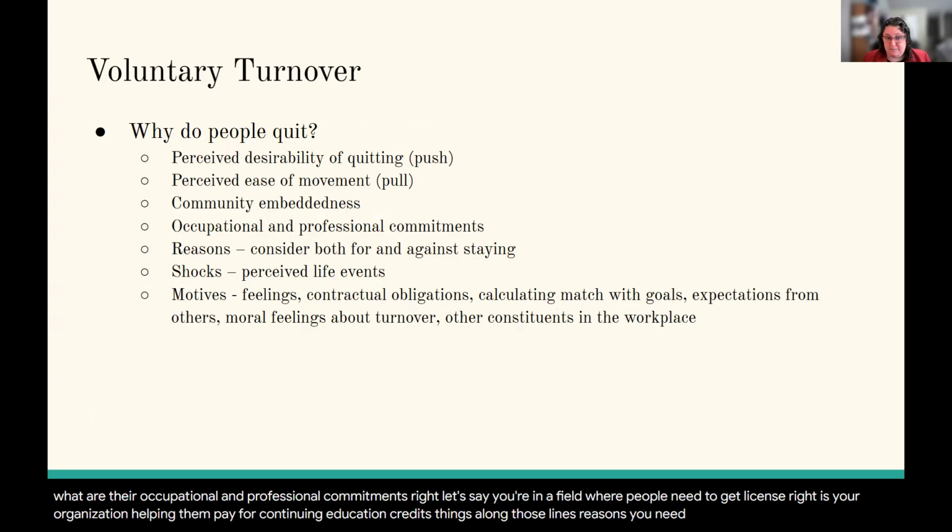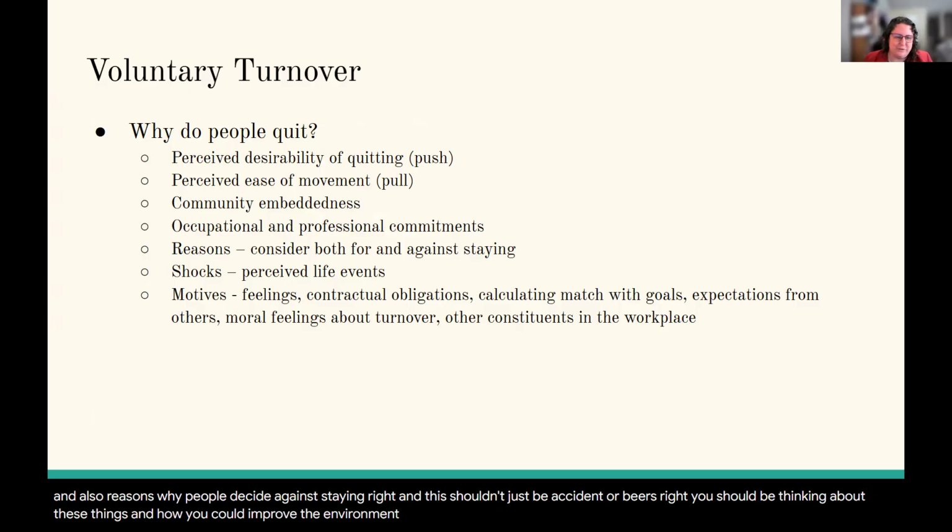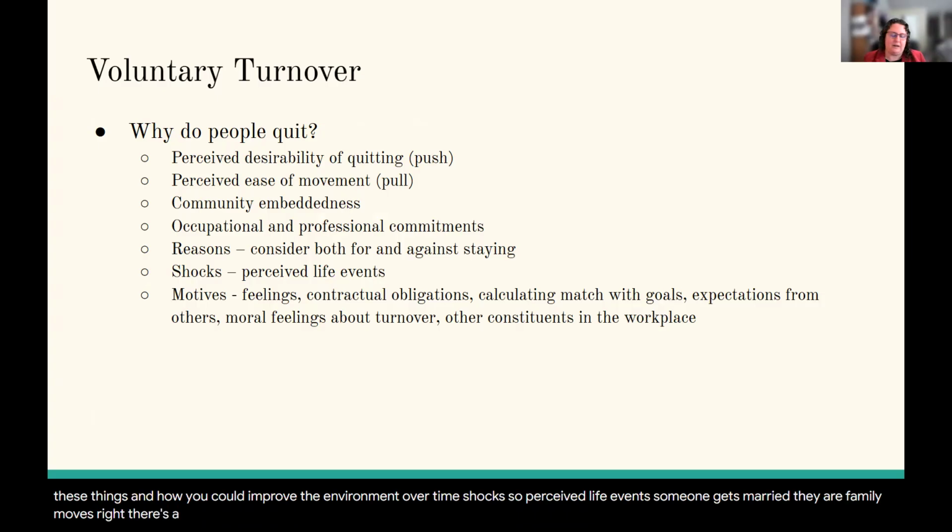Reasons. You need to think about reasons people stay, and also reasons why people decide against staying, right? And this shouldn't just be exit interviews. You should be thinking about these things and how you can improve the environment over time. Shocks. So perceived life events. Someone gets married, their family moves, there's a death in the family, they have to care for an elderly relative. Those things can affect voluntary turnover as well.